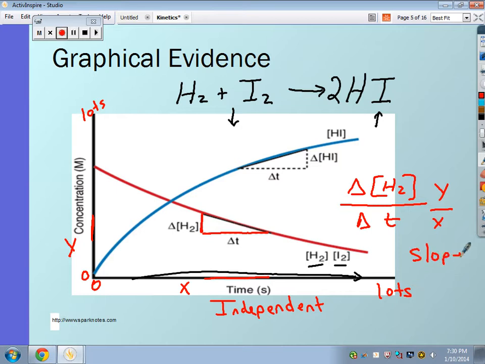Slope. So slope shows rate, doesn't it? If you look up here, what's happening? You have a rise and you have a run. And the slopes are different. In this case, it's a negative slope because hydrogen and iodine are disappearing. They're being used up. And in this case, it's a positive slope because hydrogen iodide is being produced. So there's some graphical evidence for you.